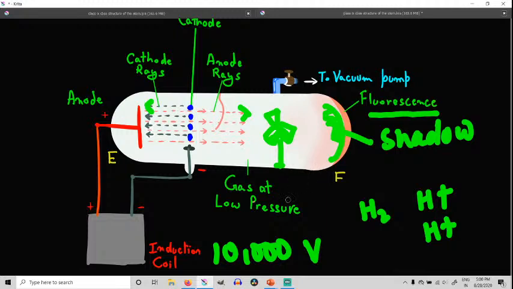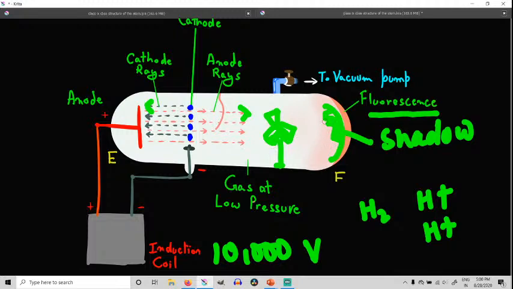If you remember, the cathode ray electron speed was very high, because they were constituted of negatively charged particles known as electrons. Their speed is comparatively less because they are constituted of positively charged particles known as protons, right? So they travel in the straight path.